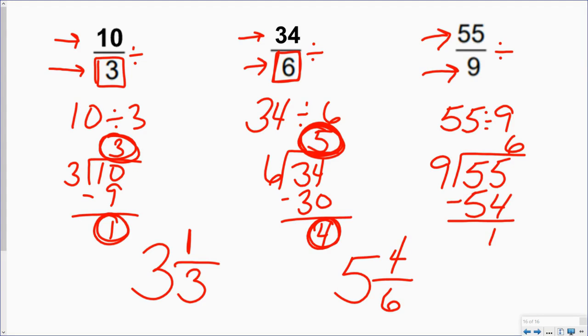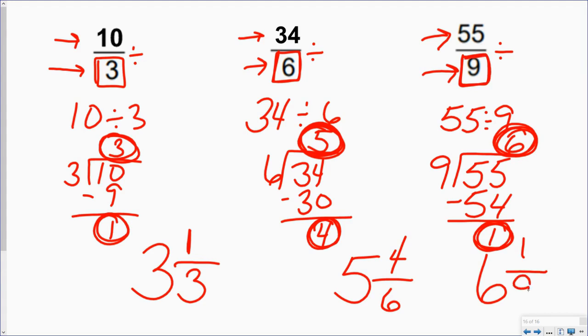with 1 left over. So again, it goes in there evenly 6 times. So that is my whole number. I have 1 left over. That's my numerator. And then my denominator stays the same as it was in my previous fraction, which was 9. So I have 6 and 1/9. So 55 ninths as a mixed number is 6 and 1/9.